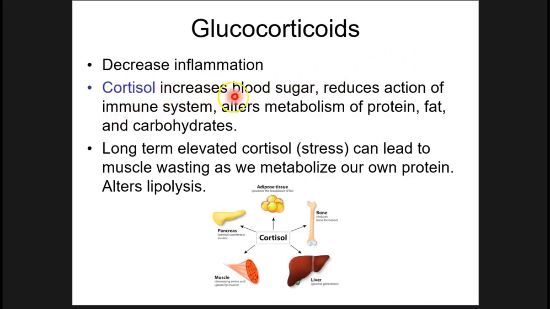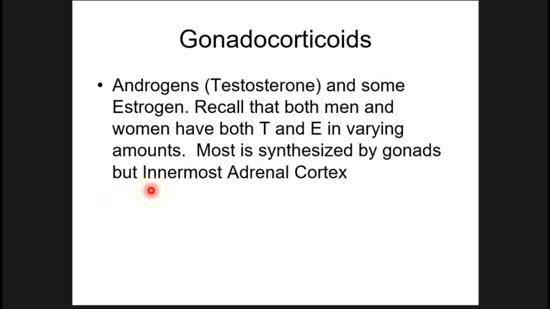Cortisol is going to increase your blood sugar, and it's actually going to suppress your immune system. For a short time, if you're stressed out, it's okay to have less inflammation and a little bit elevated blood sugar. Long term, it's not going to be great for you. And again, gonadotropins, testosterone, and estrogen.